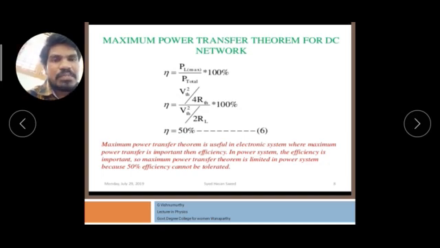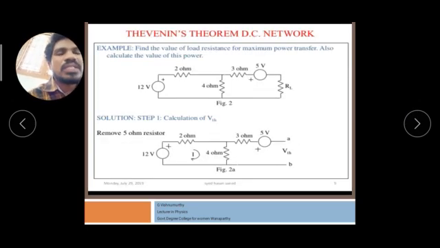That is, the maximum power transfer theorem is useful in electronic systems where maximum power transfer is more important than efficiency. In power systems, the efficiency is important, so the maximum power transfer theorem is limited in power systems because 50% efficiency cannot be tolerated. So that is about the maximum power transfer theorem. Another theorem we were already discussing is the Thevenin theorem.